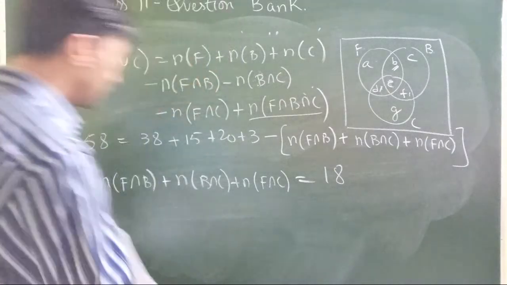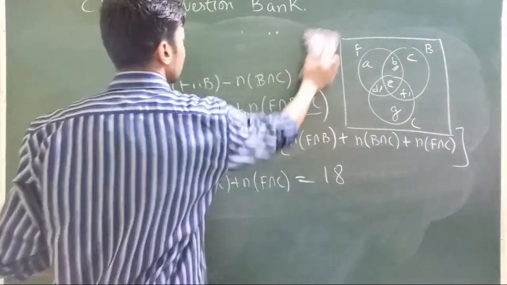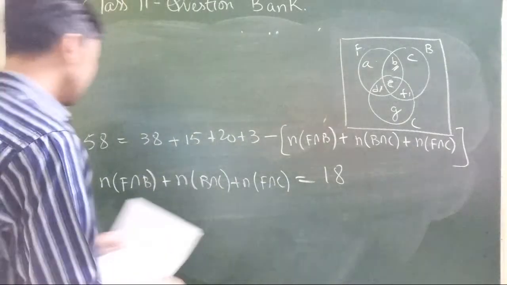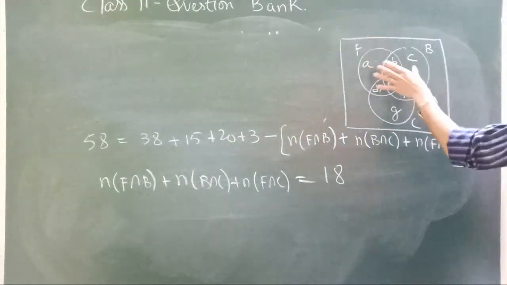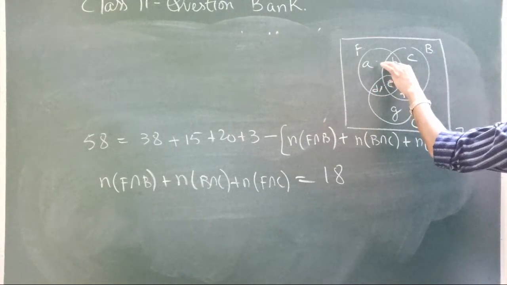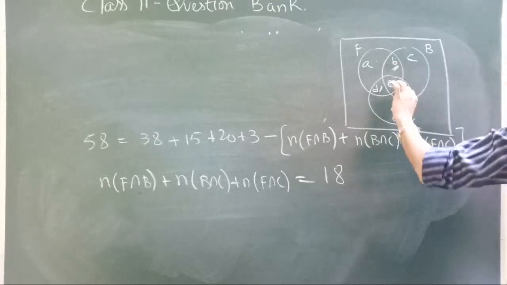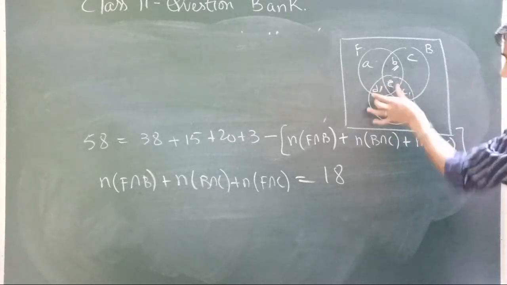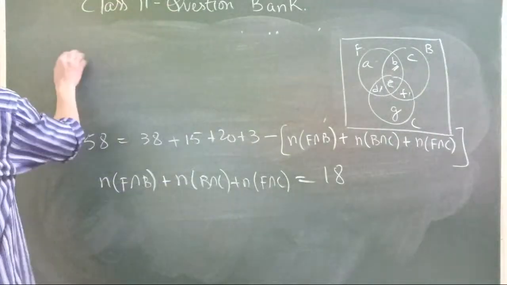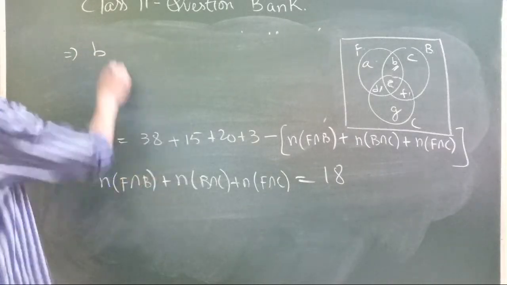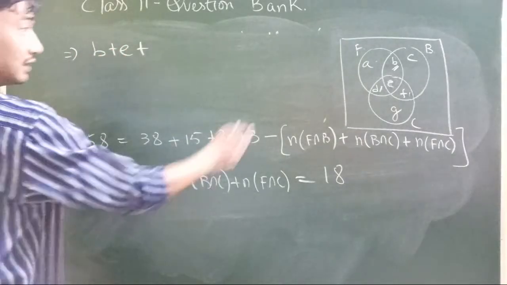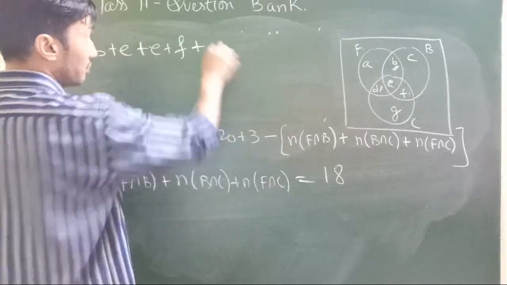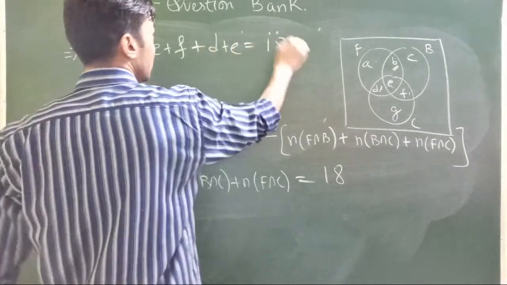So this value is 18. That means what is this? F intersection B, next is B intersection C, and next is F intersection C. These are the values. From the boundary region, it is clear that F intersection B represents B plus E, B intersection C represents E plus F, and F intersection C represents D plus E. It can be done in many ways, okay?